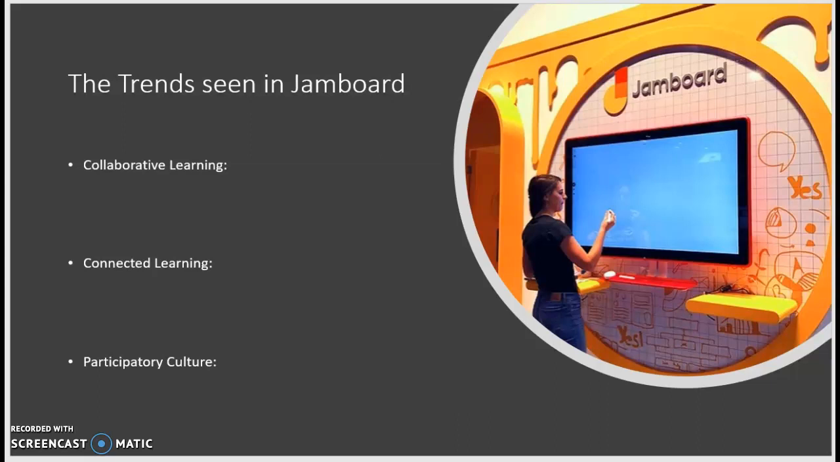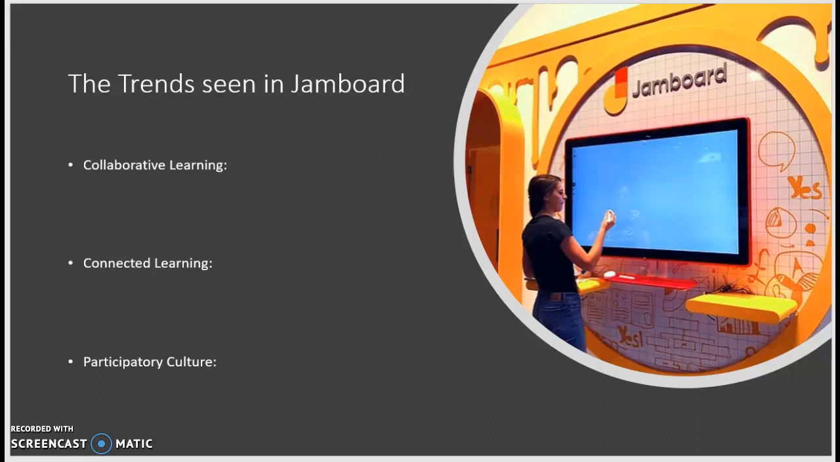Trends in participatory culture lead to the development of technology such as this. Originally, Jamboard was made for businesses to have collaborative meetings where employees work and participate together in creating projects. Naturally, teachers who also want to promote participatory culture among their students are using this technology too.